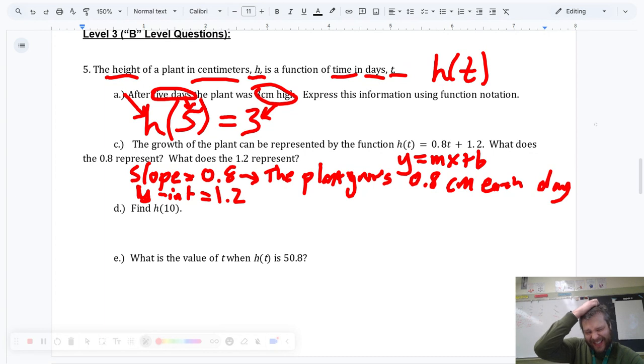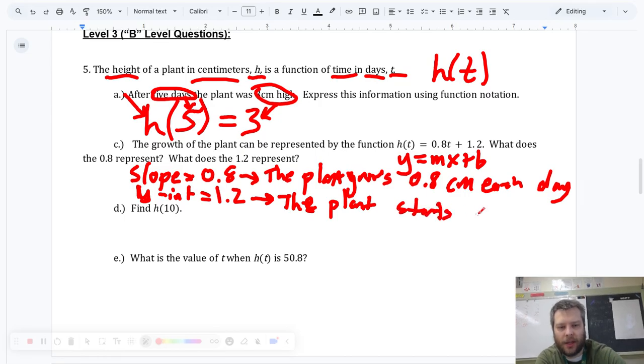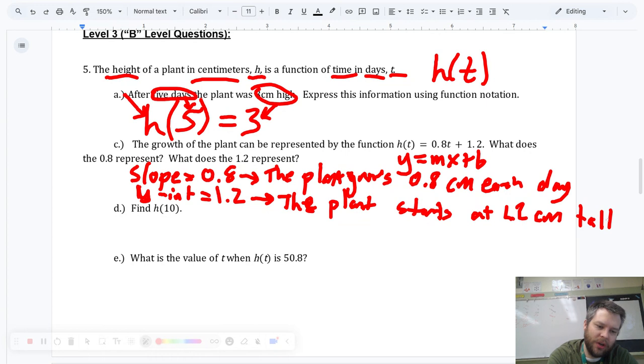So writing down just that 0.8 is the slope, it's partial credit, but we need you to make sure that you connect it back to what the situation is talking about. 1.2 being the y-intercept, again, part of the problem. But y-intercept means the starting value. So the plant starts at 1.2 centimeters tall. There's different ways you could say that, like when it was first measured, it was 1.2, something like that.